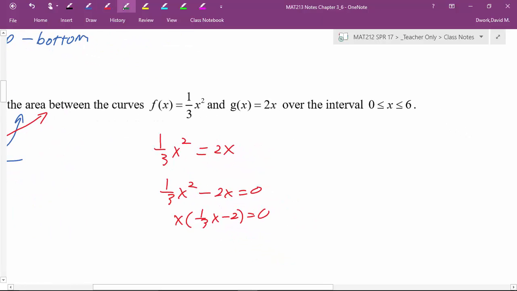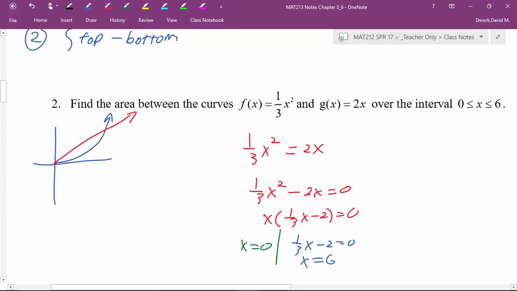So what do we have? We know one intersection occurs at x equals 0. And the other intersection occurs at 1/3 x minus 2 equals 0. If I add the 2 across and multiply by 3, that gives me x equals 6. So as you can see, maybe the person who created this problem picked 6 for a reason. Because we don't have any switching. I'll give you one guess what will happen in the next problem.